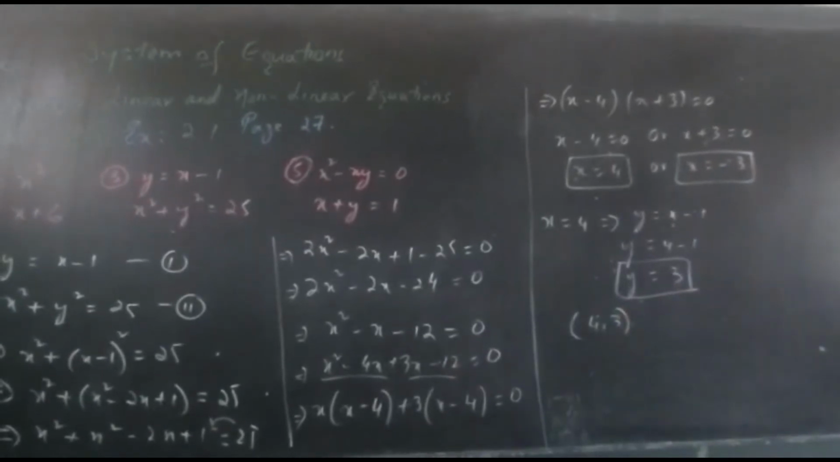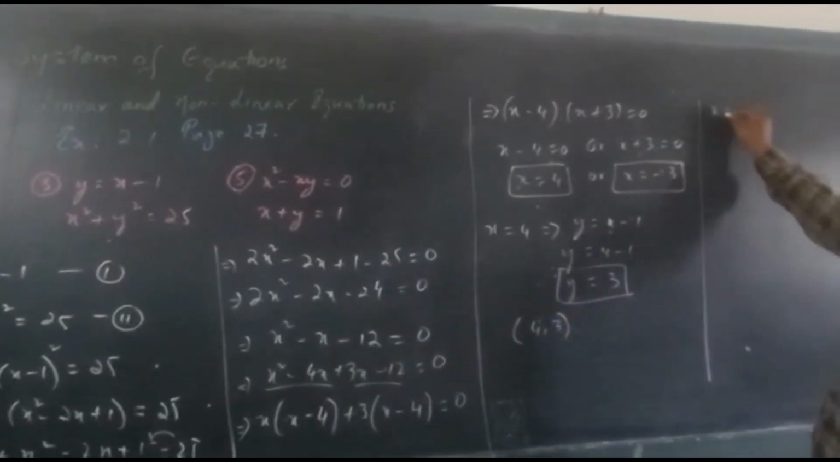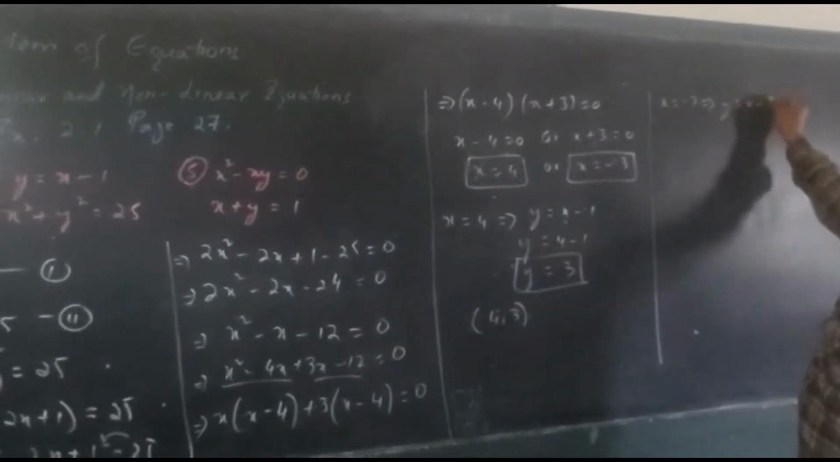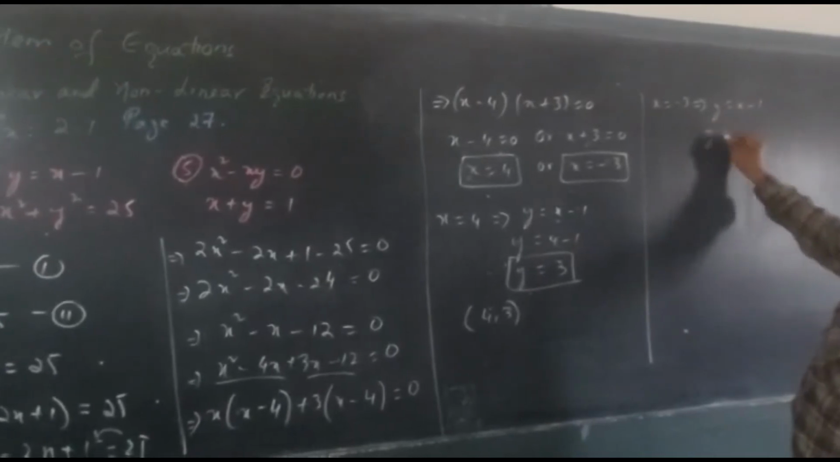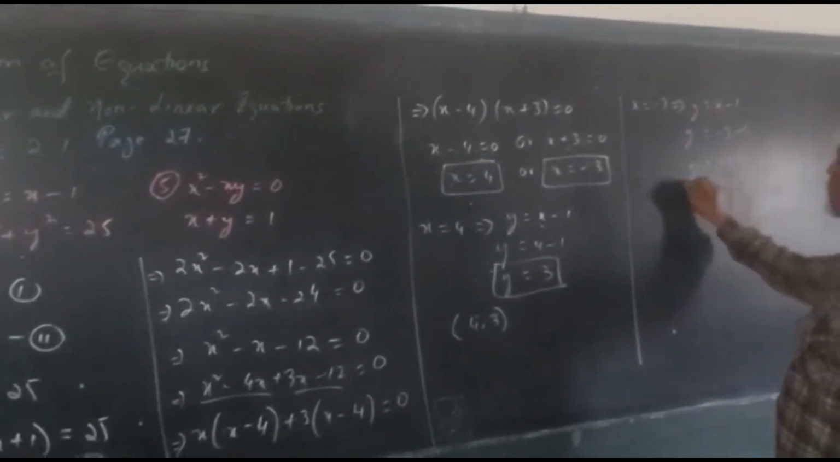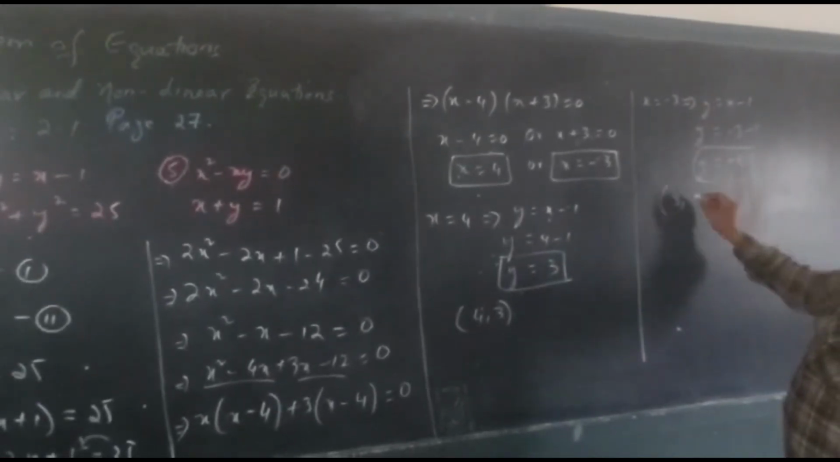Now, if you take x equals minus 3 in the first equation, that is y equals x minus 1. So what do we get? y equals minus 3 minus 1, y equals minus 4. Okay, so when x equals minus 3, y equals minus 4.